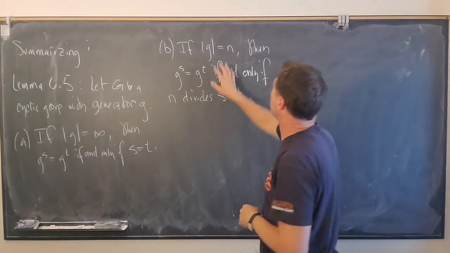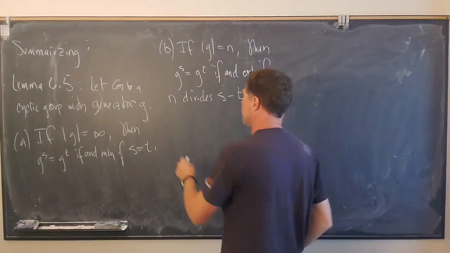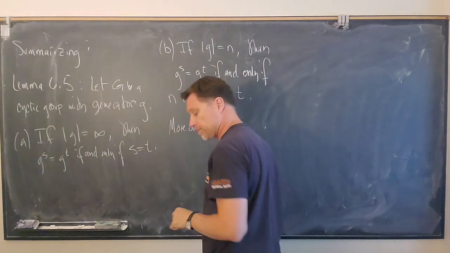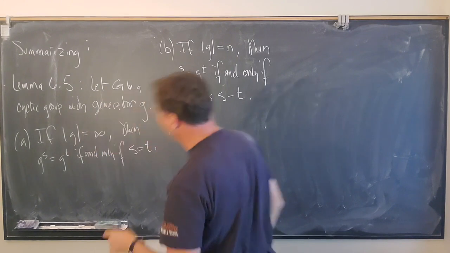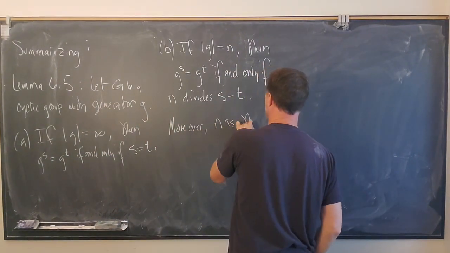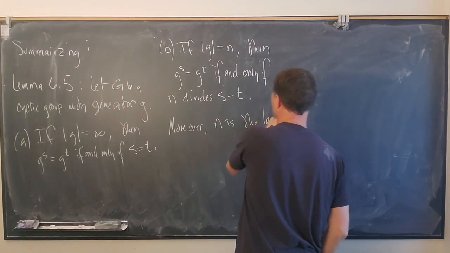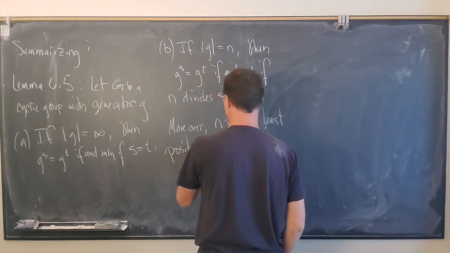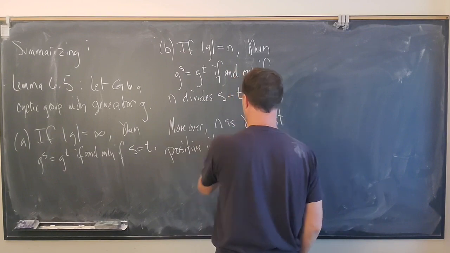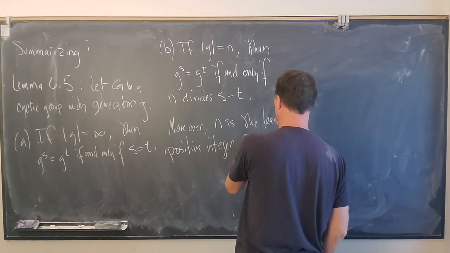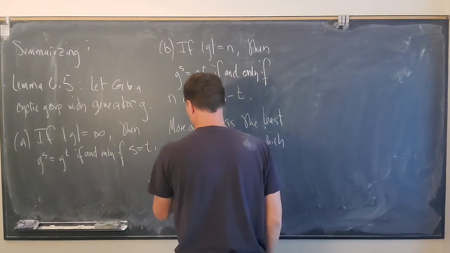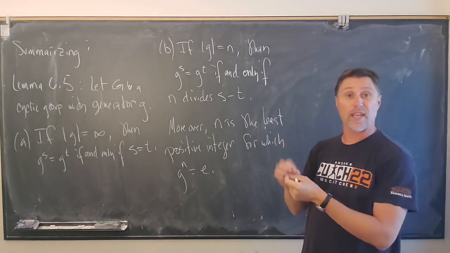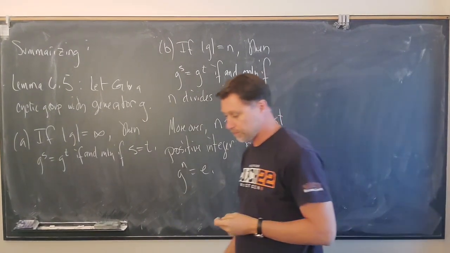And in that discussion we had a little bit more. We got another characterization of what the order of the element is, so we'll just have a little add-on here. Moreover, n is the least positive integer for which g to the n equals the identity. So it's the first positive integer for which, when you raise g to that power, you get the identity.